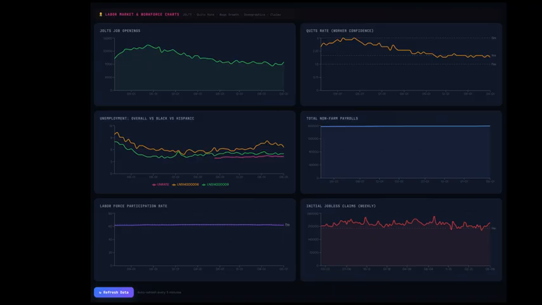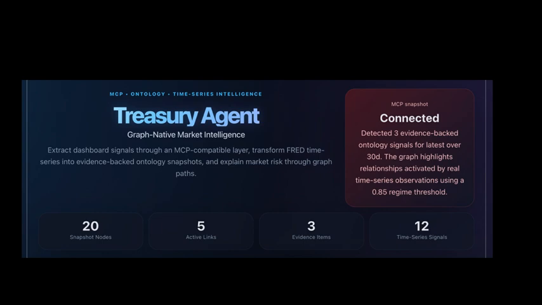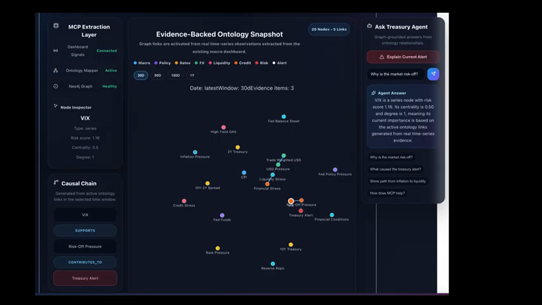The second layer is where it gets different. An MCP extraction layer takes those raw signals and converts them into machine-readable knowledge. 10-year minus 2-year at negative 55 basis points becomes a yield curve inversion entity. Fed funds at 5.25 becomes monetary tightening.